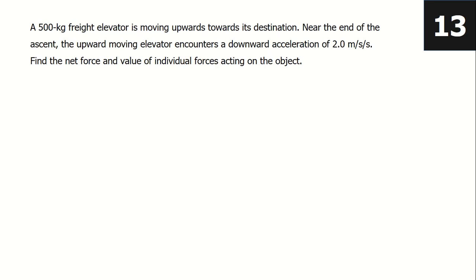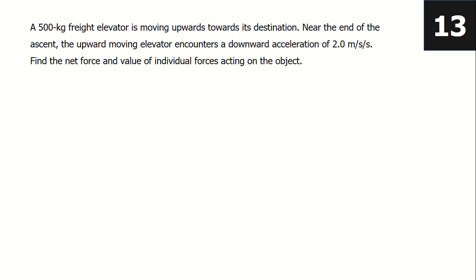On item number 13, we have an elevator. So that means we're expecting tension here. A 500 kilogram freight elevator is moving upwards towards its destination. Near the end of the ascent, the upward moving elevator encounters a downward acceleration. So we're given an acceleration of 2 meters per second squared, and we have to find the net force and the value of the individual forces acting on the object.